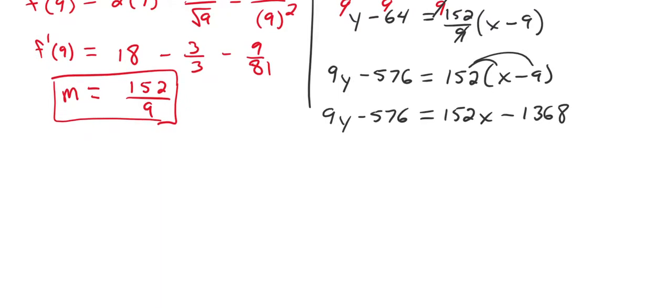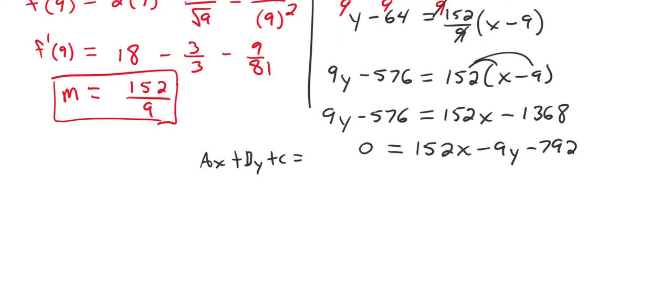Okay, and then from there, again, in general form, that's going to be ax plus by plus c is equal to 0. And I'd like the a value to be positive, ideally. So I'm going to leave the x over here, bring the 9y and the minus 576 over to the other side. So we get 0 is equal to 152x minus 9y, and then this becomes minus 792. And there you go.